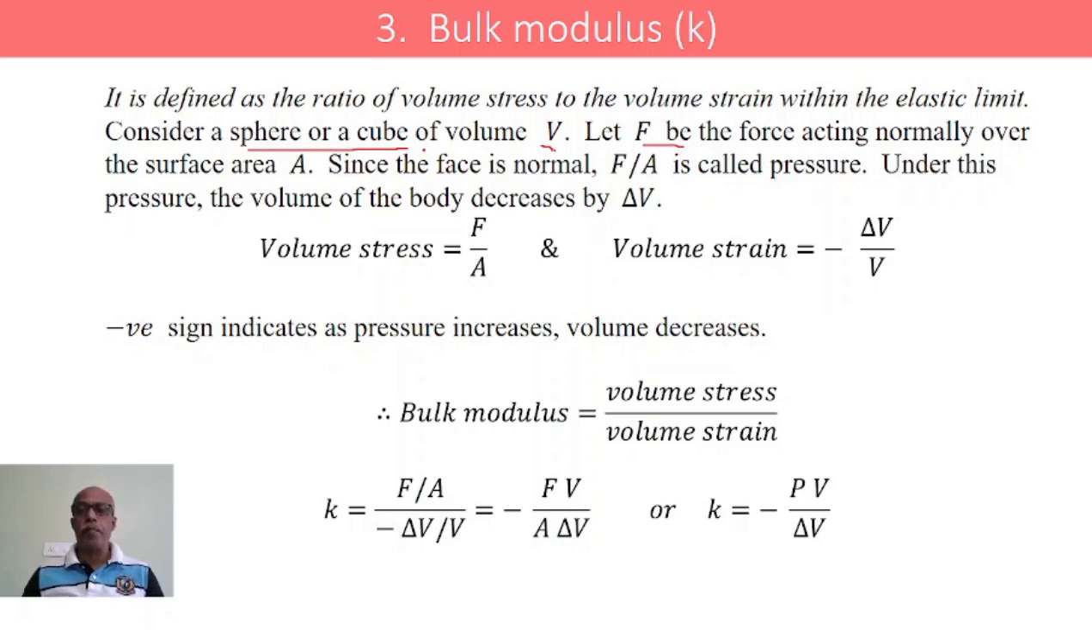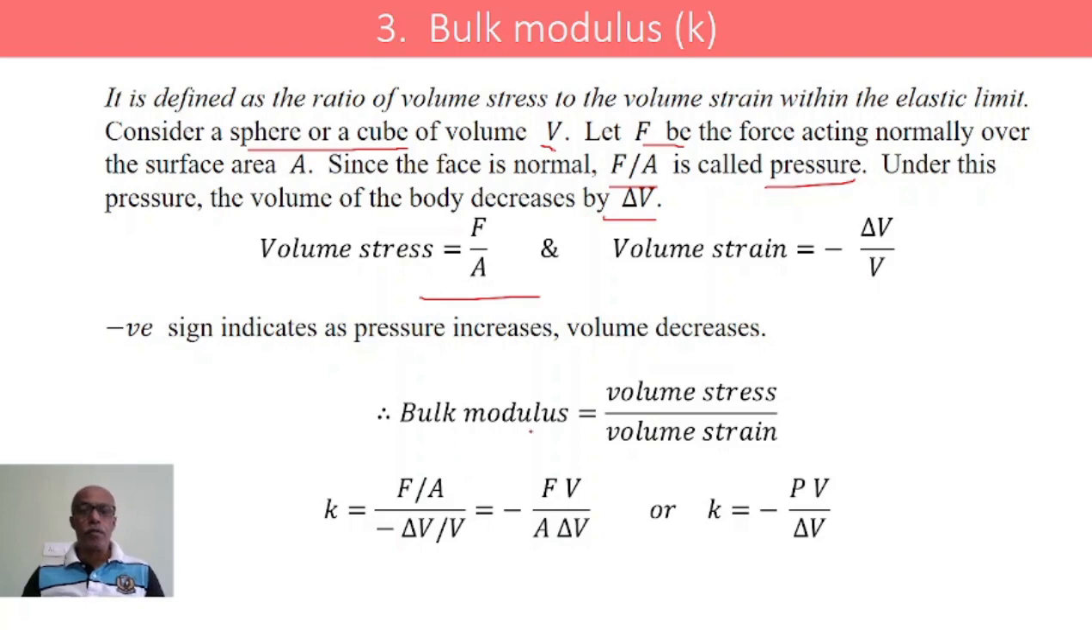Since the force is acting perpendicular to the surface, a number of forces will be acting on different surfaces, because of which the volume of the cube or sphere gets decreased, and the decrease in volume is given by delta V. The force per unit area which is acting on the surface is called pressure. Under this pressure, volume stress is F by A, that is nothing but pressure, and volume strain is minus delta V by V, minus because the volume is decreasing because of the pressure.